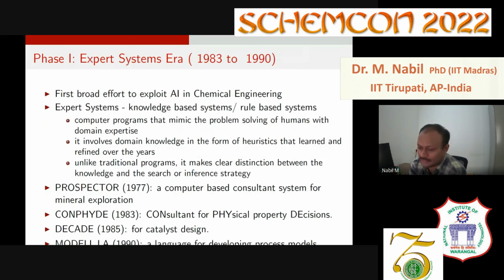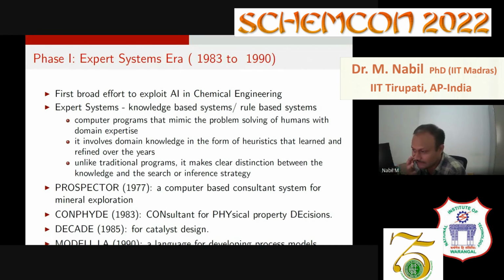The second phase of AI is the expert system setup. If you go to a process plant and try to observe what an operator does, over a period of time he would have gained how to operate the plant and have some set of rules. Those rules are heuristic rules. That is the knowledge that he has acquired over a period of time. So expert systems are nothing but the knowledge-based system or rule-based system which a process engineer already possesses.